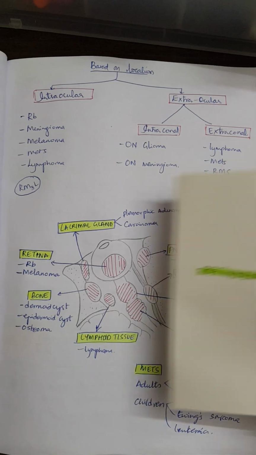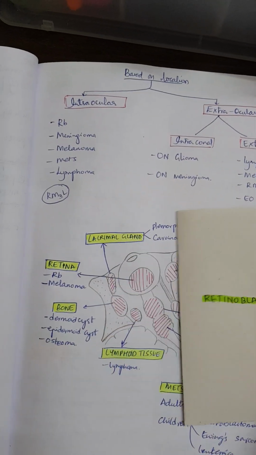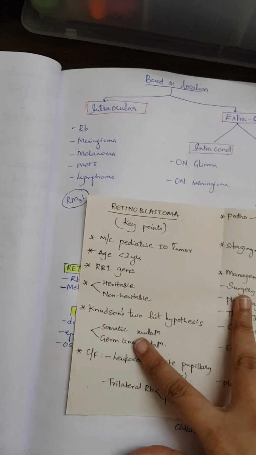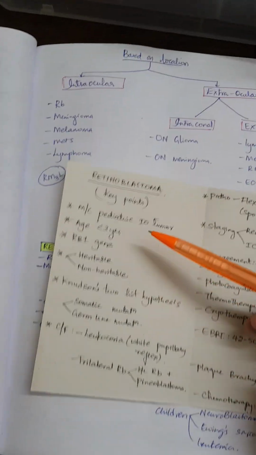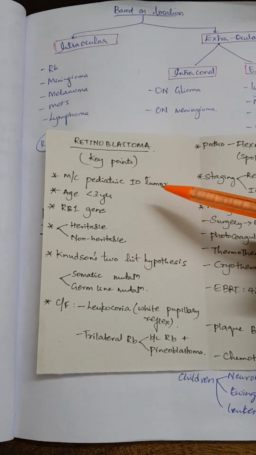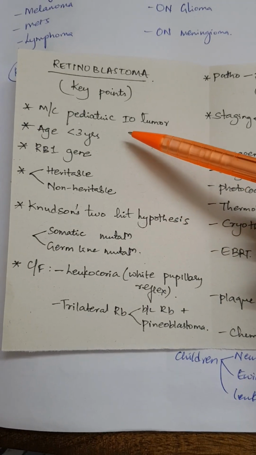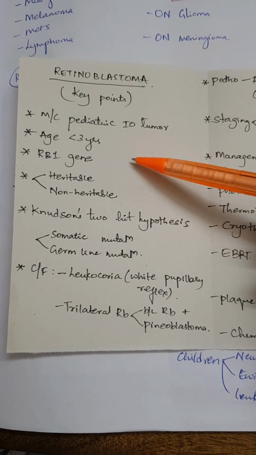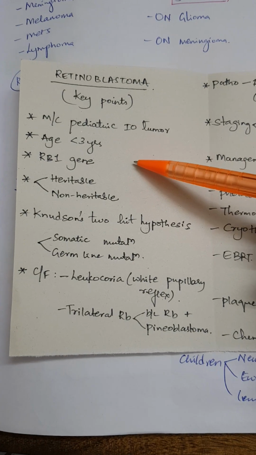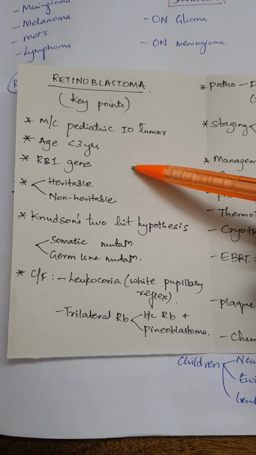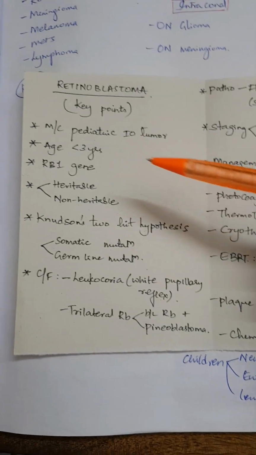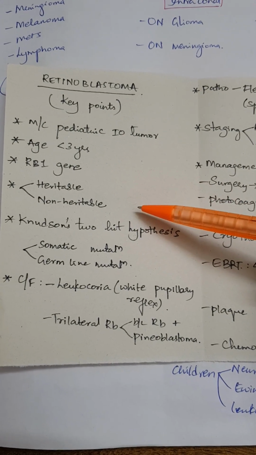Now I'll be just talking mostly about the retinoblastoma. The key points that you need to remember about the retinoblastoma. Retinoblastoma is the most common intraocular eye tumor. It is seen in ages less than 3 years. It is related to the RB1 gene protein, the cells which lose the protein function of RB1 gene. It is heritable and non-heritable types.